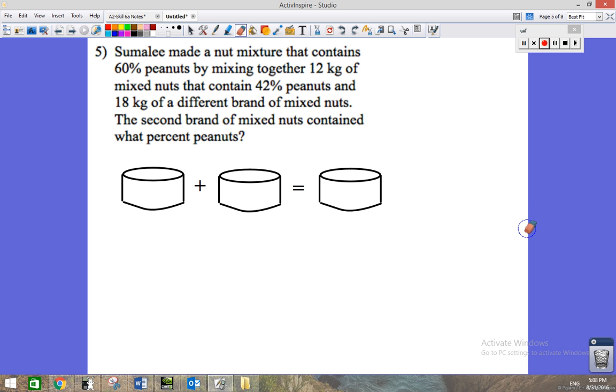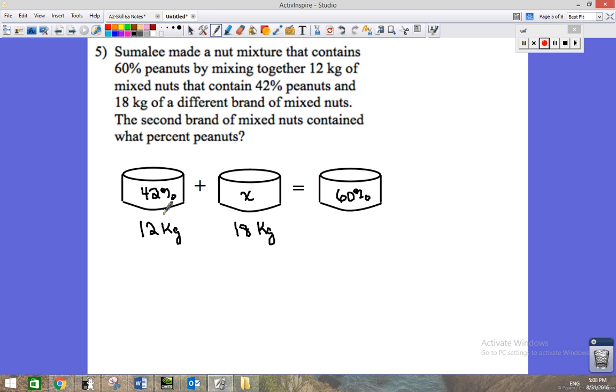Sumali made a nut mixture that contains 60% peanuts, by mixing together 12 kilograms of mixed nuts that contain 42% peanuts and 18 kilograms of a different brand. The second brand of mixed nuts contains what percent of peanuts? So that's my X. I don't know what percent that is.